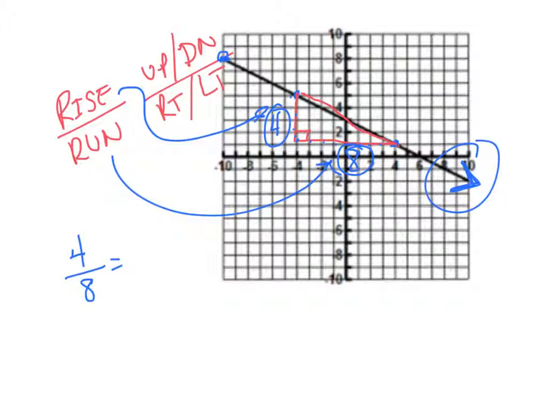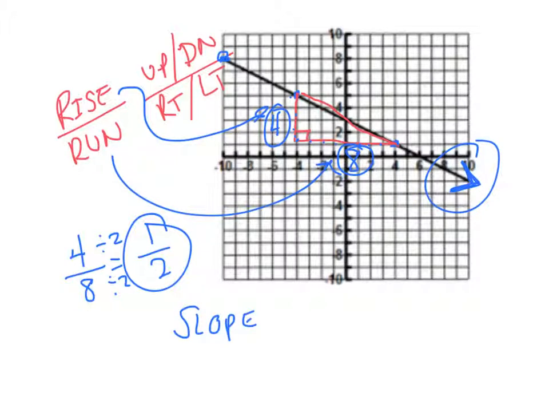So I have 4/8 for my rise over run. First thing is I always have to reduce it. I can divide both of these by 2, and that's going to give me 1/2. So that tells me that's my slope. But remember, my slope has to be negative. Since my line goes down, I know it's a negative slope, and it's a negative 1/2, because there's my rise over run. So that's how we're using our right triangles to help us find some slope.